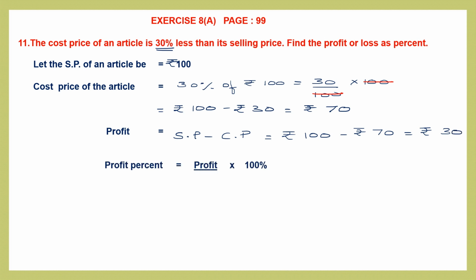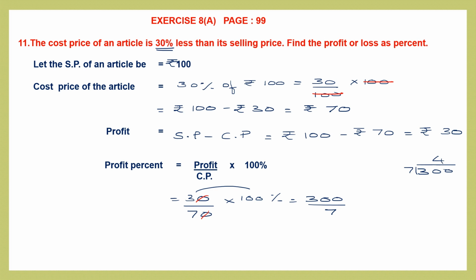Now we can find the profit percent by using the formula profit divided by cost price into 100. So that is equal to 30, the profit, divided by the cost price, which is 70 rupees, multiplied by 100%. So here let's cancel. So I can cancel this and this. Now there's nothing more to cancel. So I multiply 3 into 100, which is 300 divided by 7. Now let's divide this. 300 divided by 7.